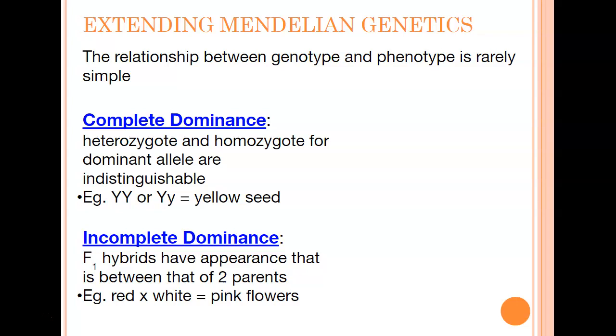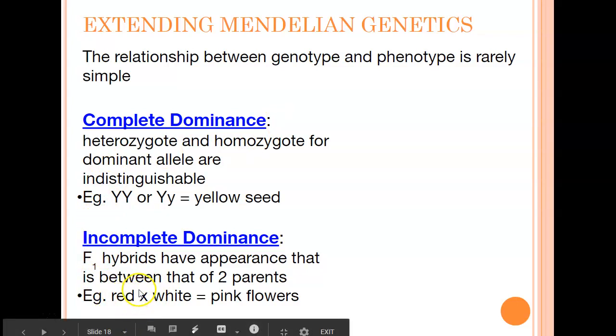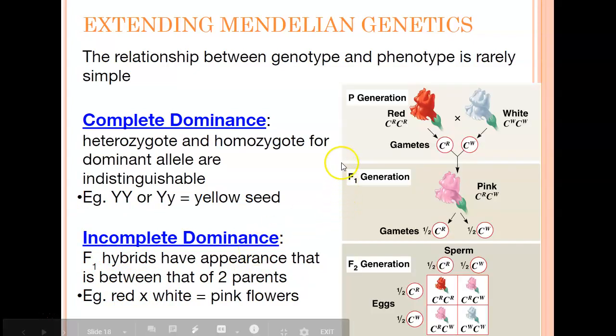So in certain instances where you would have like a red flower and a white flower, sometimes the offspring is going to be intermediate between the two parents. So you end up with a pink flower. So red is dominant, but it's not completely dominant because otherwise you'd have red flowers. Instead, you have pink. So here would be an example of what that looks like. So in the instance of that, you would end up with plants that have red, pink, or white.